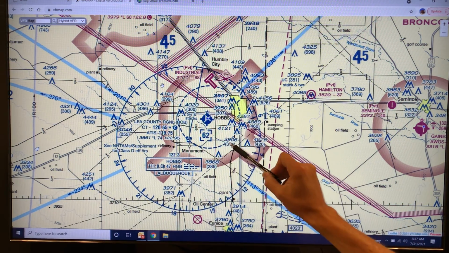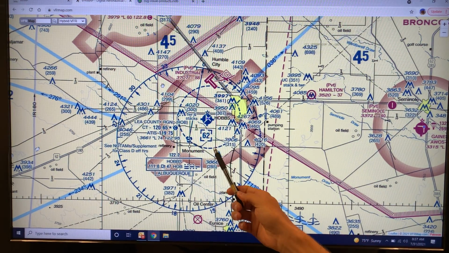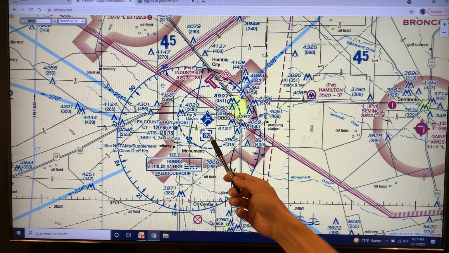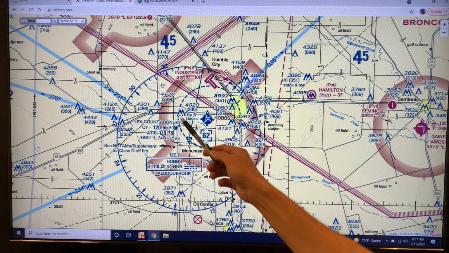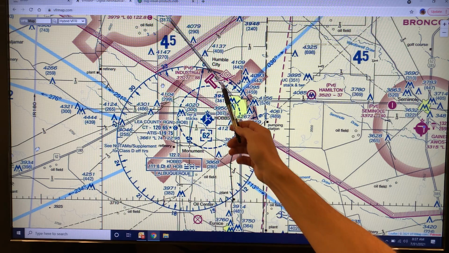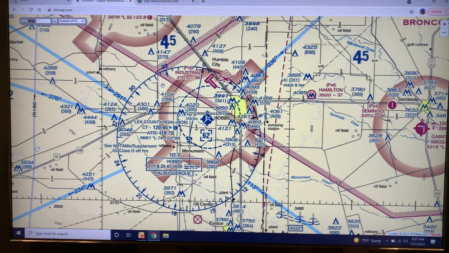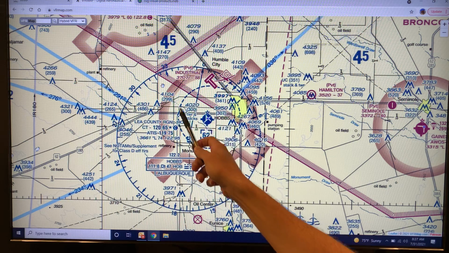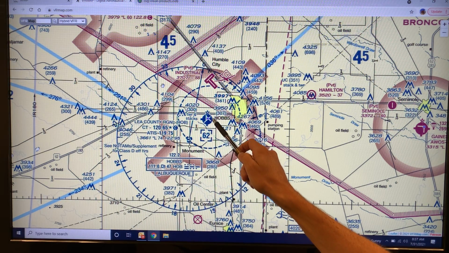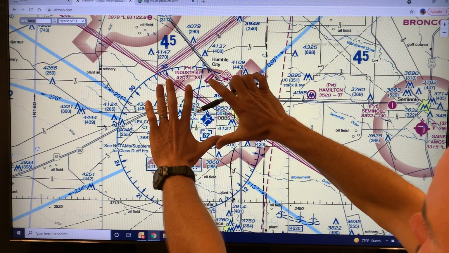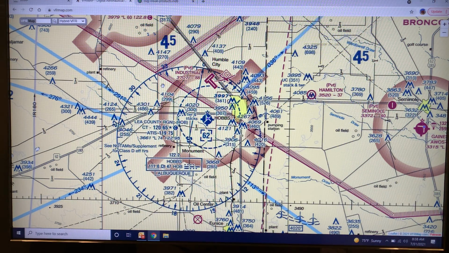So that's Class Delta. Now, again, remember, with a Class Delta airspace, this is a temporary airspace. So this circle does not count for anything whenever the tower is closed. Class Delta is a temporary airspace. So when the tower is closed, this doesn't mean anything. It's just an airport symbol. So you can just think about it without the circle there.